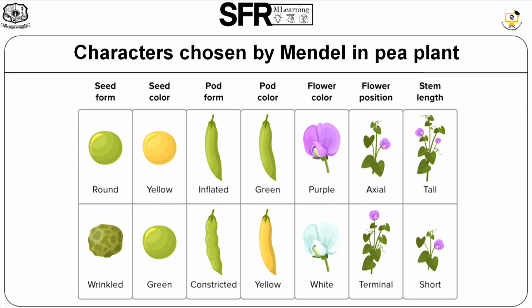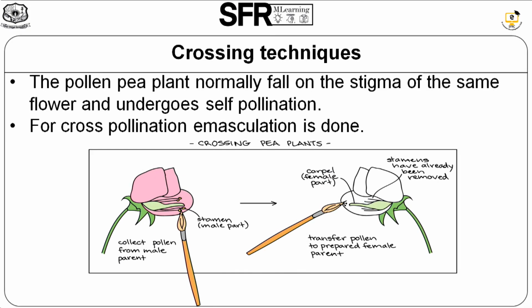So, two different contrasting characters were chosen, and one character is kept as dominant and another one as recessive. So, coming to the experimental part, what Mendel did for his experiment is, he did the emasculation process. Emasculation is the process of removal of anthers from the flower.